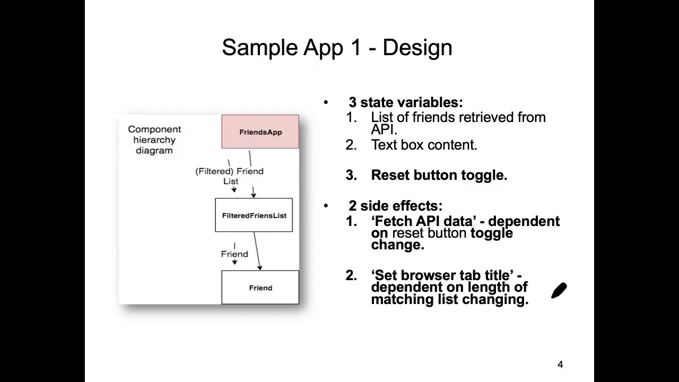And in the case of the second side effect, the one that's going to write into the browser tab, that will need to execute every time. Essentially, every time the user types something into the text box, although not really, it's really if the size of the list of matching friends changes, if the length of that array changes, then this particular side effect should run.